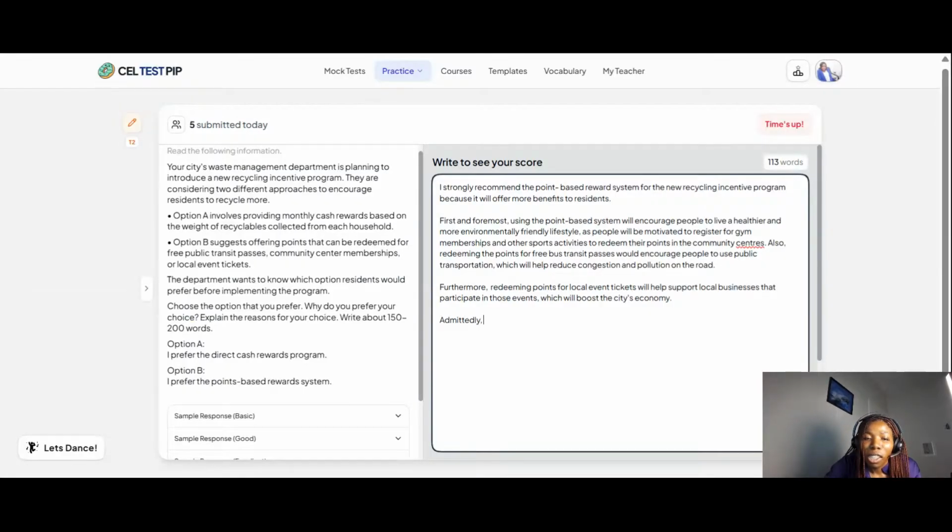Admittedly, providing cash rewards seems more appealing as it offers more flexibility to the residents.